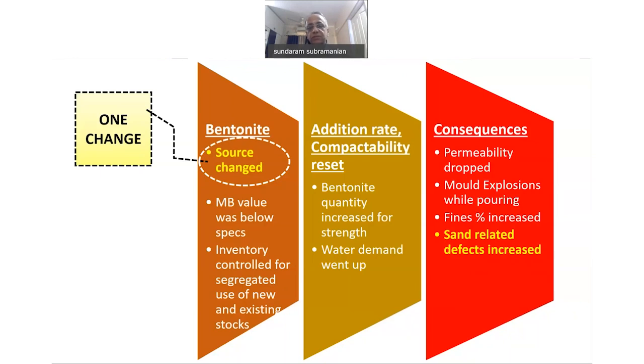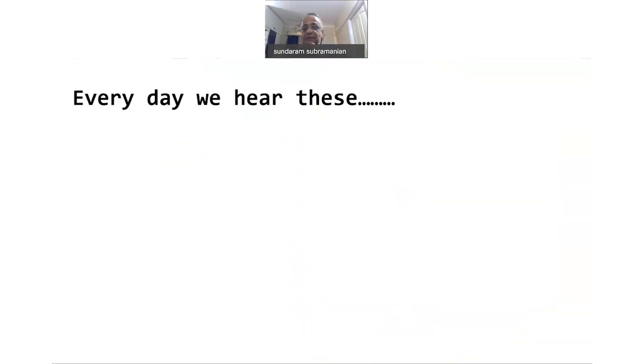So there's one change. You can see the number of changes that are happening down the line. And then the troubles are started. Addressing this trouble well in advance, yes, this is what is going to happen. So we need to take action before the trouble starts. Now let's see some scenarios.